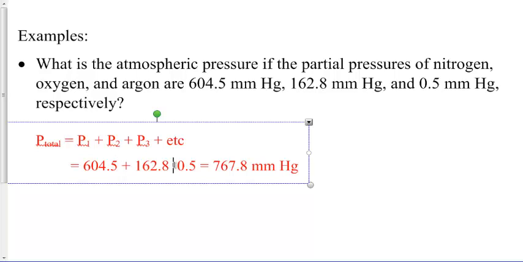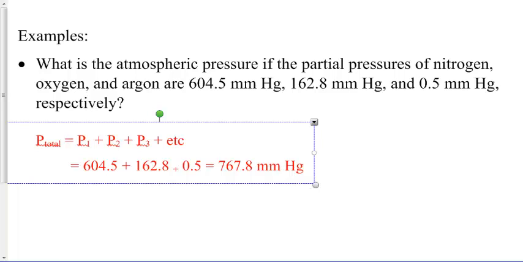Let me fix this down here. We have the 604.5, the 162.8, and the 0.5. If we had another gas in here, then we would have added that as well. So that's why I said plus, etc. When you add those up, that's 767 millimeters of mercury. Sorry, 767.8 millimeters of mercury.